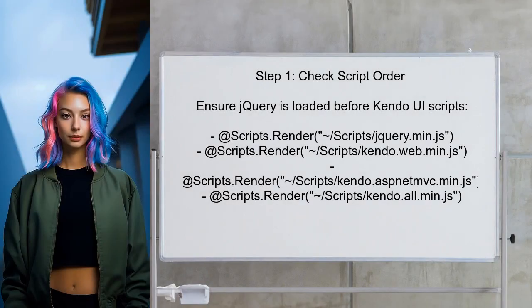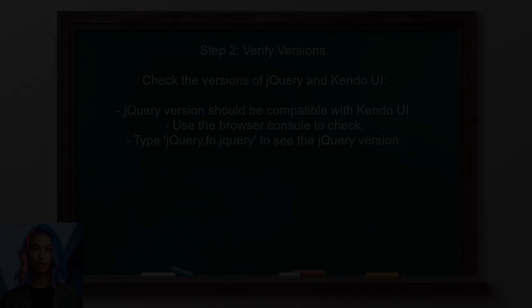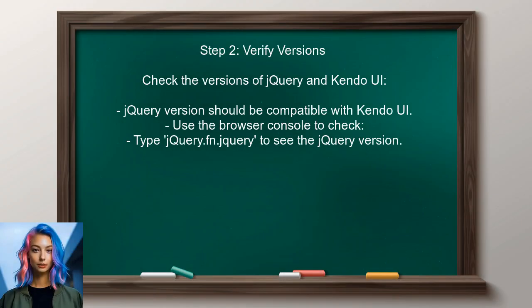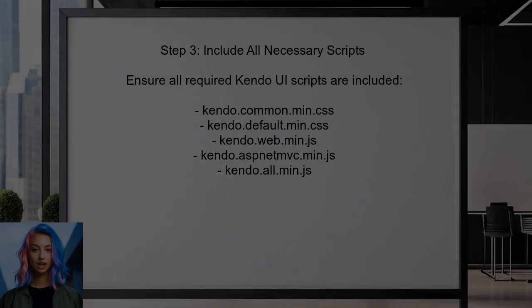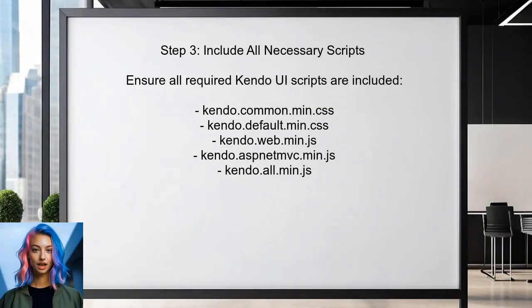To address the error, Kendo.syncReady is not a function, the user should first check the order of their script references. It's essential that jQuery is loaded before any Kendo UI scripts. Next, the user should verify that they are using compatible versions of jQuery and Kendo UI. Kendo UI requires a specific version of jQuery to function correctly. The user should also ensure that all necessary Kendo UI scripts are included. If any scripts are missing, it could lead to the error encountered.